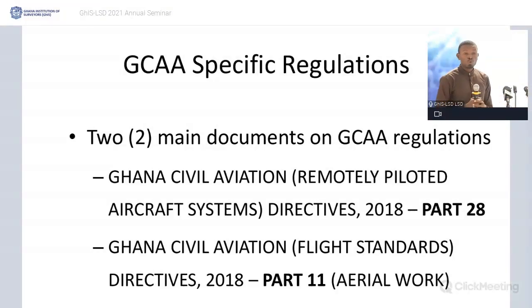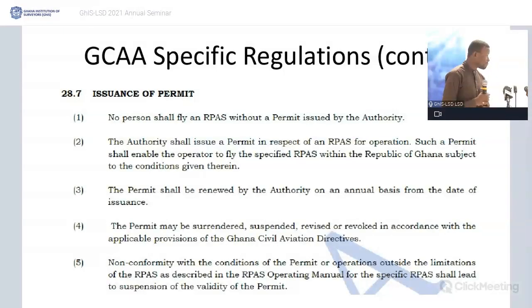So these are two main documents used by the Ghana Civil Aviation Authority that if you want to use our airspace, you want to fly your drone, you should be familiar with. Actually, before they license you, they have to confirm that you are familiar with these two regulations. So the first one is the Ghana Civil Aviation Remotely Piloted Aircraft Systems Directive 2018, Part 28. And the second is the Ghana Civil Aviation Flight Standard Directive 2018, Part 11. That is about aerial works in general.